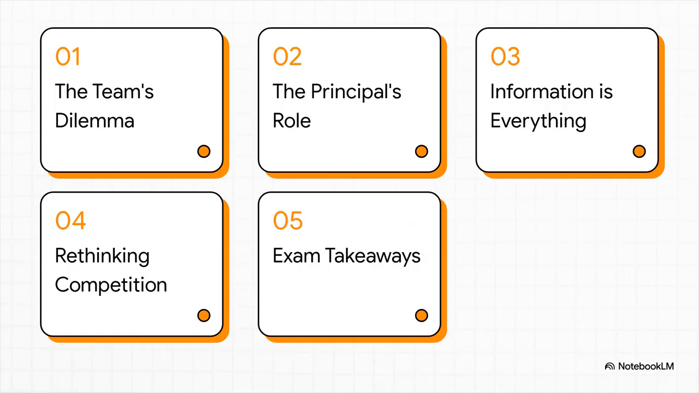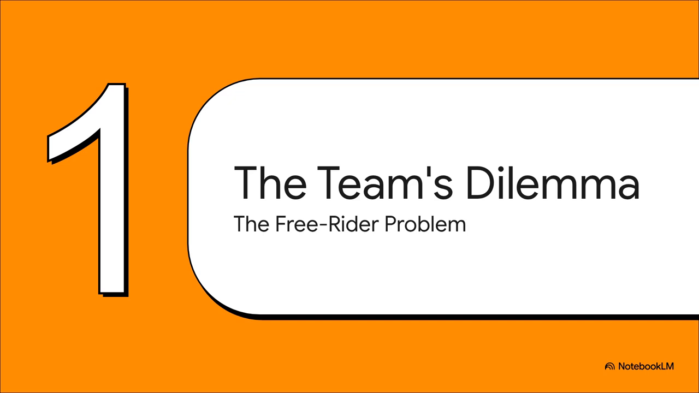So here's our game plan. We're going to walk through the paper's main arguments in 5 key steps. We'll start with the basic problem and build all the way up to his most brilliant insights. Think of this as your roadmap. Let's get into it. First up, we've got the team's dilemma.